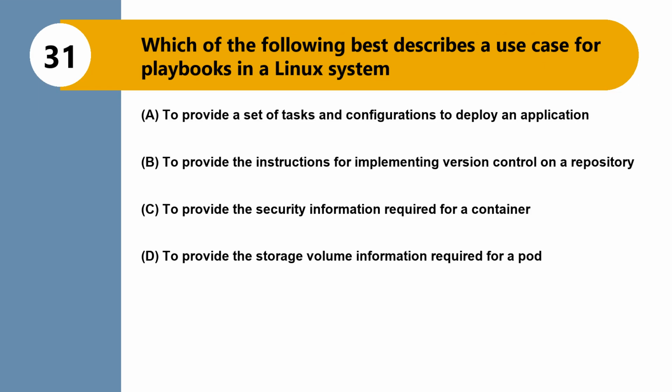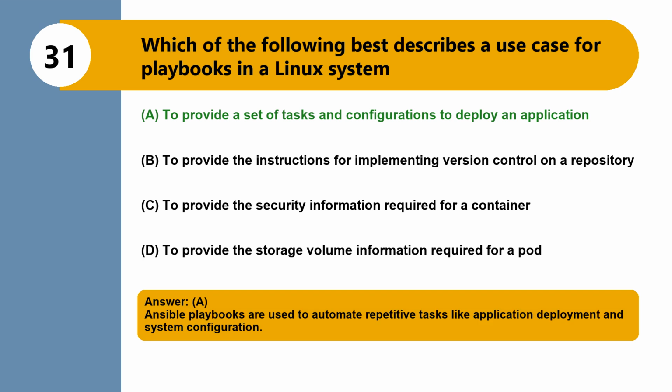Question 31. Which of the following best describes a use case for playbooks in a Linux system? Option A, to provide a set of tasks and configurations to deploy an application. Option B, to provide the instructions for implementing version control on a repository. Option C, to provide the security information required for a container. Option D, to provide the storage volume information required for a pod. The correct answer is option A, to provide a set of tasks and configurations to deploy an application. Ansible playbooks are used to automate repetitive tasks like application deployment and system configuration.